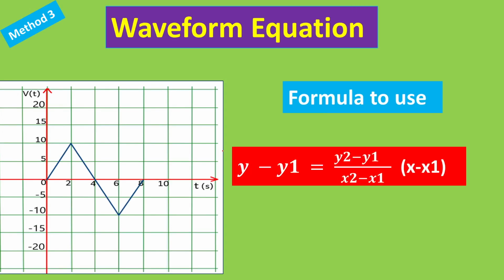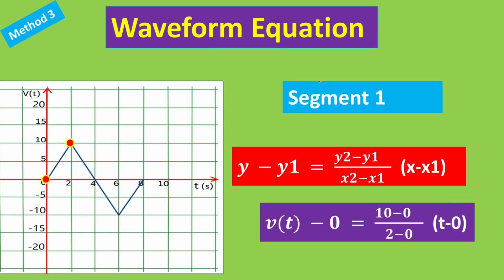Then now we move on to the third method. In the third method, we are going to use this formula: y minus y1 is equal to (y2 minus y1) divided by (x2 minus x1) into (x minus x1). That means we identify 2 points within that particular straight line. Okay, now we go for segment 1.